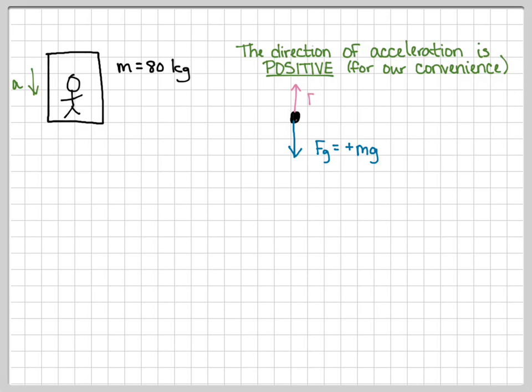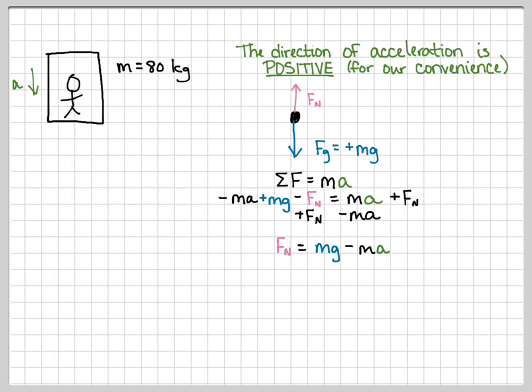My weight, I'm going to say that that's a positive mg. My normal force is going to oppose it. So when I write down Newton's second law, the sum of my forces is equal to mass times acceleration. I'm going to say a positive weight minus a normal force is equal to my mass times my acceleration. So we're going to solve again for the normal force. I'm going to do some algebra here. Adding the normal force to both sides, subtracting mass times acceleration from both sides, I get that the normal force is equal to my weight minus my mass times acceleration.